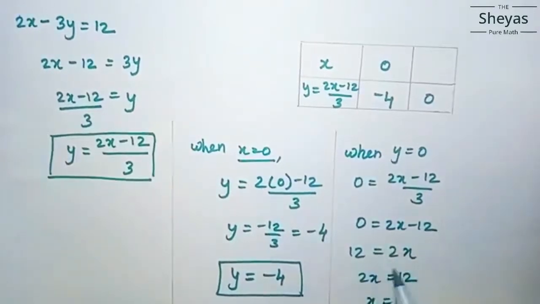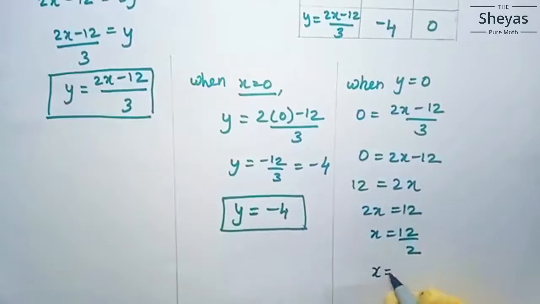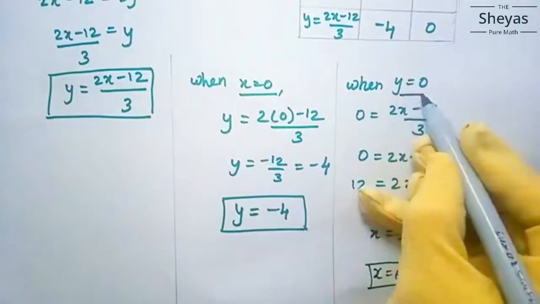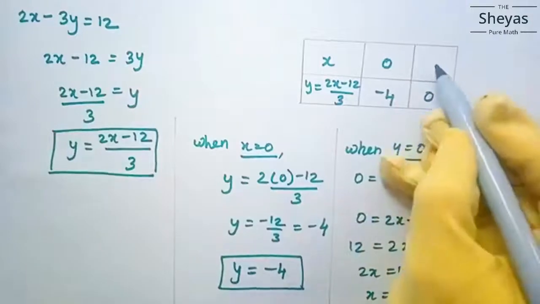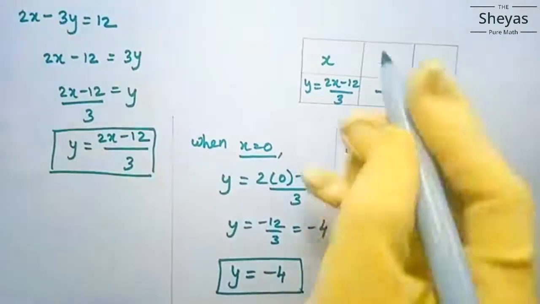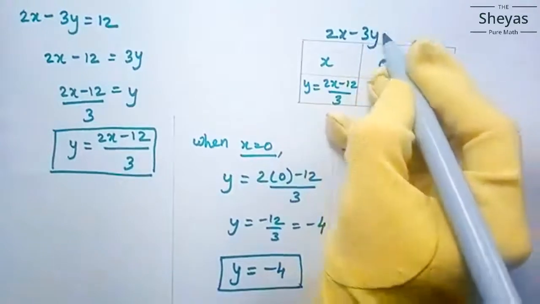Here I am not changing the sign, I am just writing in order. 12 is equal to 2x, the same thing I am writing the other way: 2x is equal to 12. So x is equal to 12 by 2. Therefore x is equal to 6. Now when y is equal to 0, you are getting x is equal to 6. Now using the points, you are going to plot the graph. So these are the points of the equation 2x minus 3y is equal to 12.